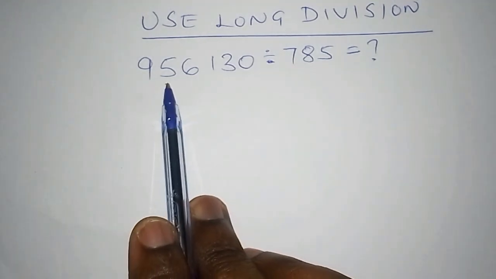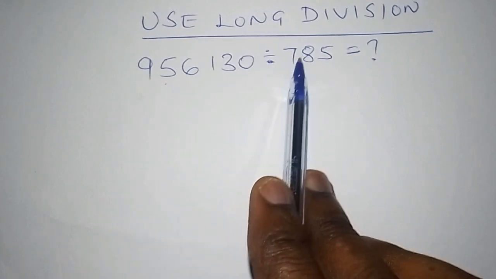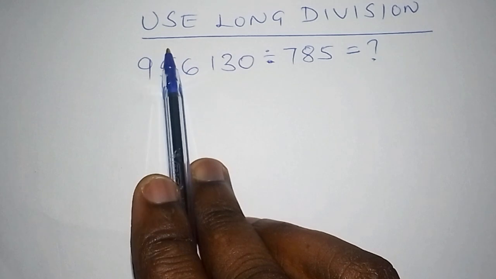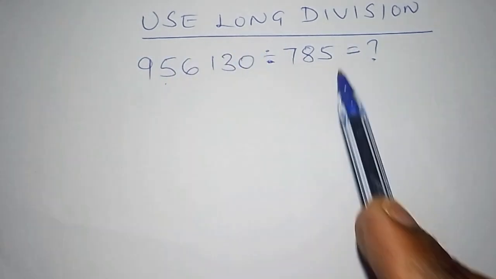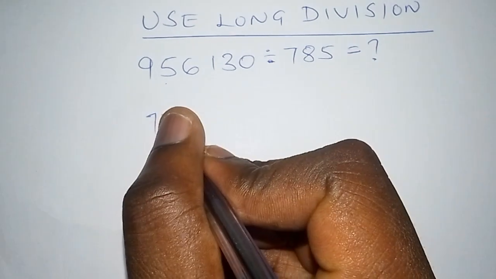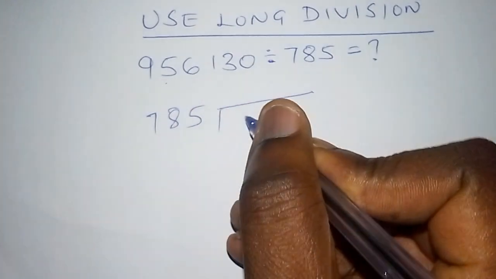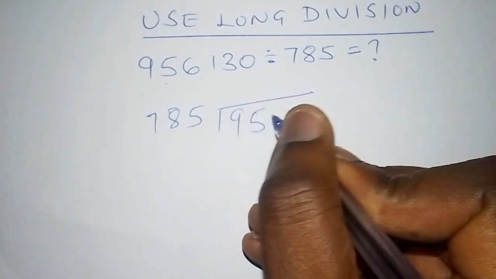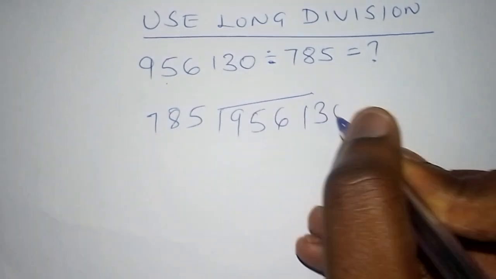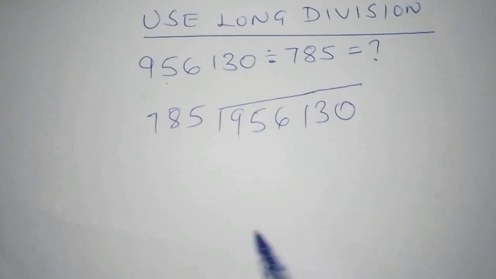We have 956,130 divided by 785, and you are told to use long division. So this is how we use long division. We are going to take 785 there, then we divide it into 956,130. So we try to extend it a bit up to that particular point.